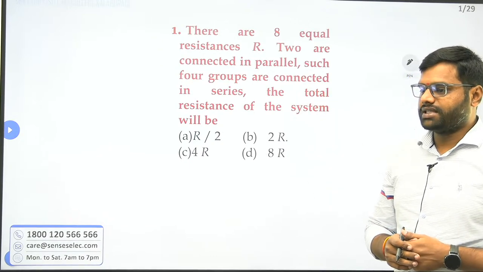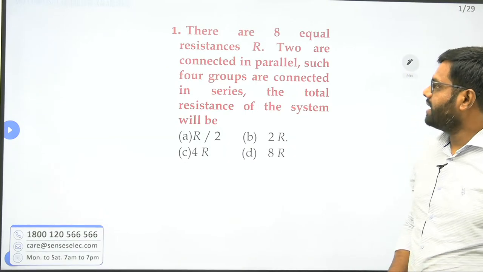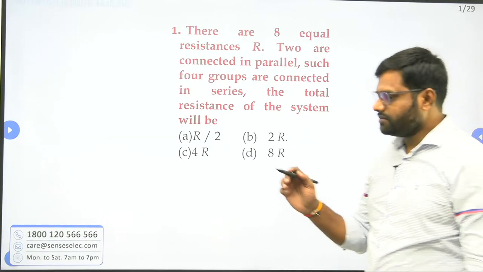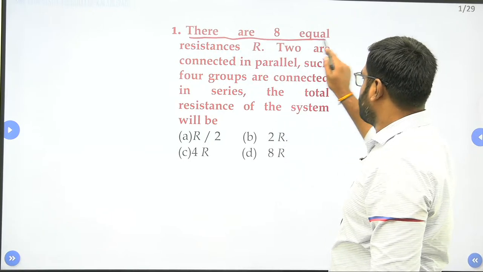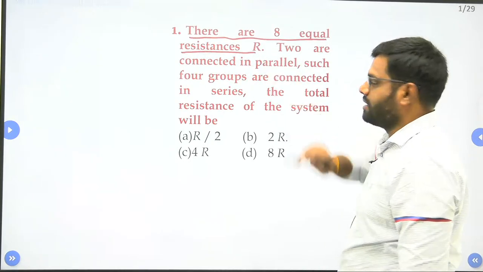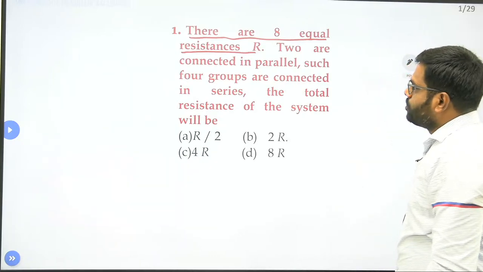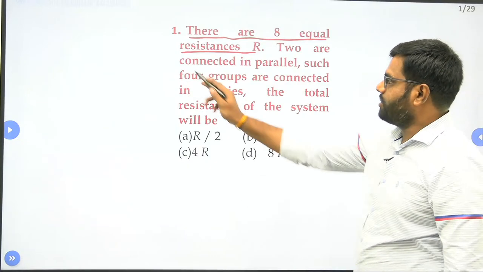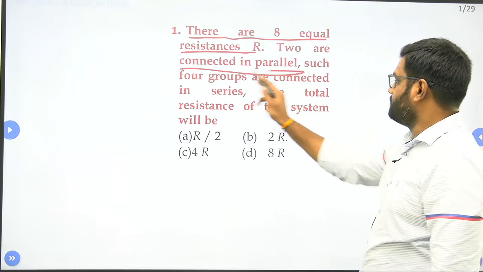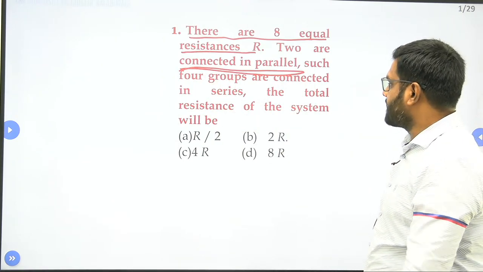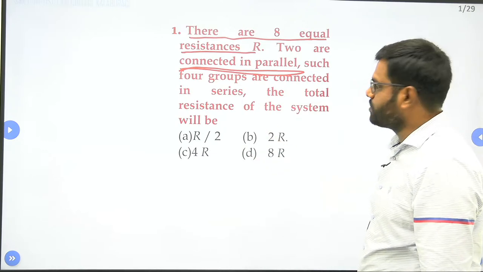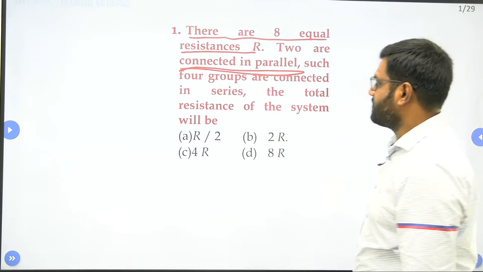Let's take the first question. In the question, there are 8 equal resistances R. Two are connected in parallel. Such 4 groups are connected in series. The total resistance of the system will be?